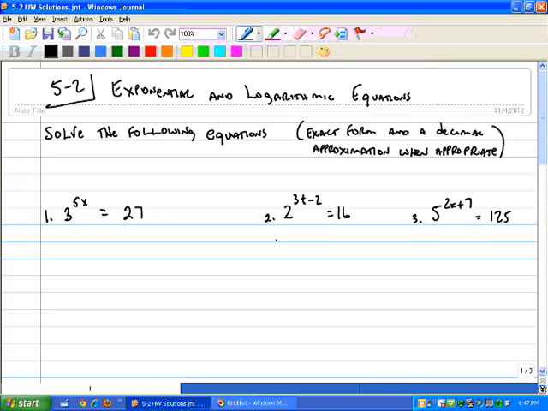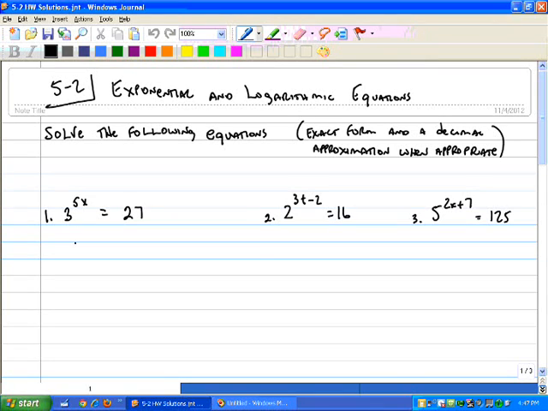These are homework solutions, lesson 5-2, fall 2012, Bologna High School Pre-Calculus class, logarithmic and exponential equations. We start by solving the following equations. We're going to give the exact answer in exact form and the answer in a decimal approximation when it's appropriate.